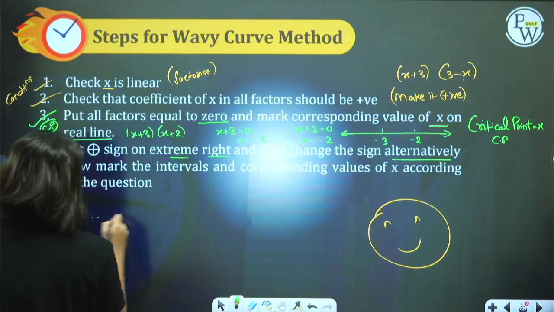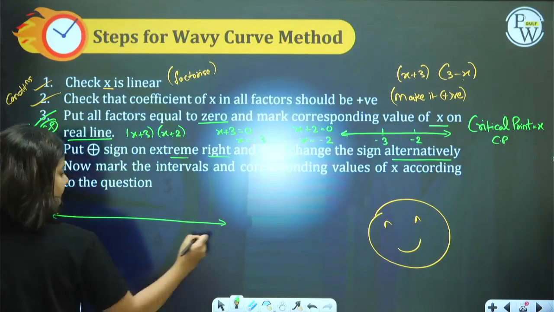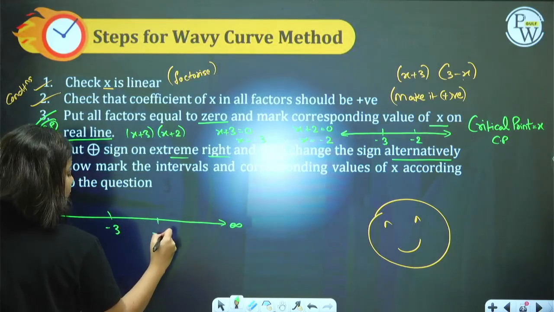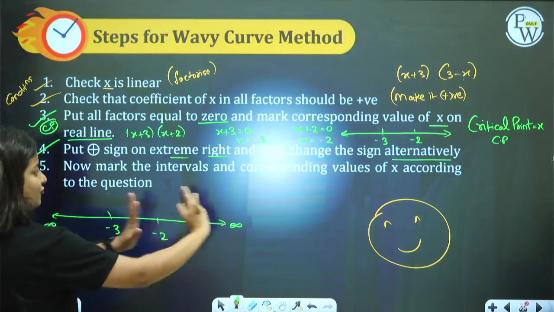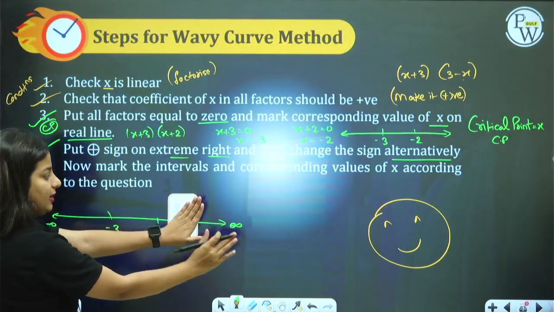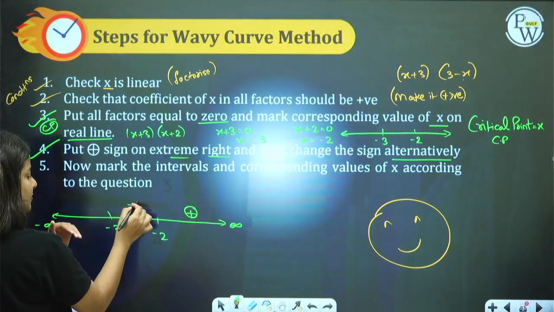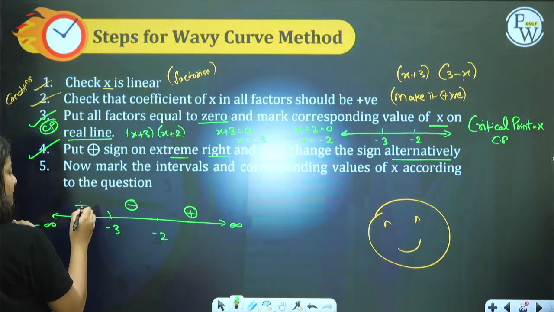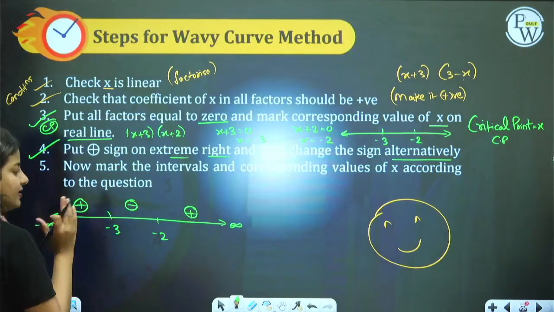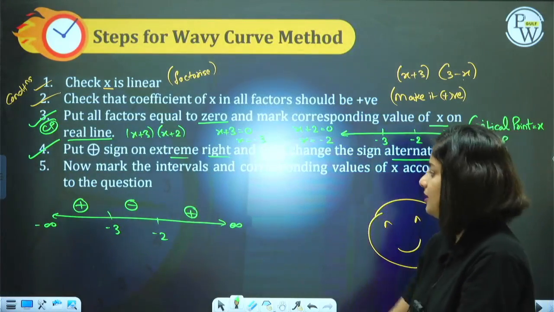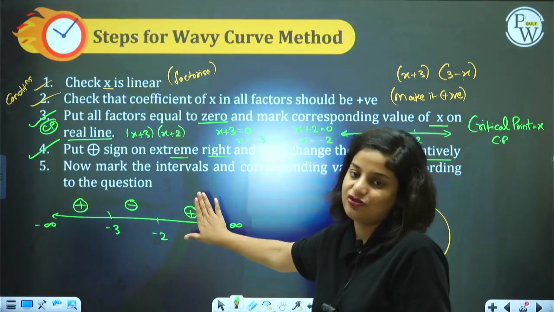Fourth, put a plus sign on the extreme right and then change the sign alternately. So that means there is a number line, right? Infinity, minus infinity. There is minus 3, minus 2. You will put a plus sign on the extreme right and change alternately. That means now plus will become minus, minus will become plus. There are 3 areas. So in each area, you will keep on changing the sign alternately, but always remember the last extreme right should be positive.